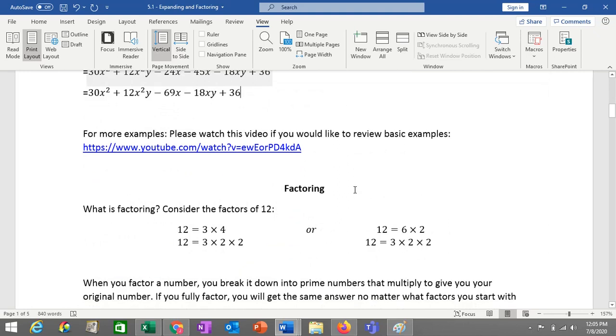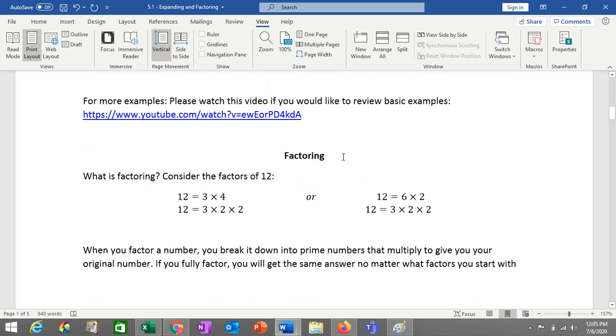What about factoring? So the first thing I want to do here is cover what is factoring, right? What does this whole thing mean? Why do we call this factoring? You've probably done factoring in elementary school where you have a number like 12 and you have to find the factors. So 3 and 4 are factors of 12.